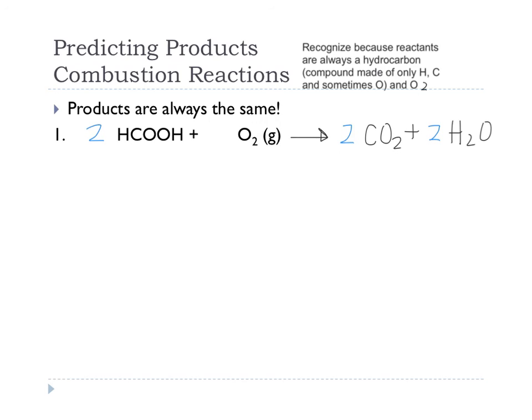So that's a few examples of how to predict the products for each of the 5 reaction patterns that we've discovered in class. If you need a little bit more practice, I'm going to make a second video with some examples mixed up.